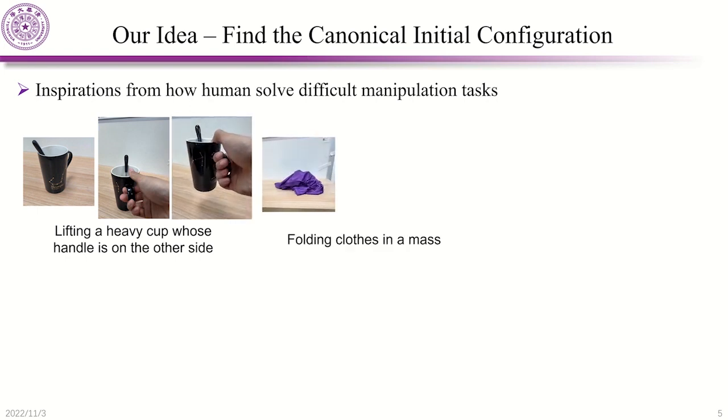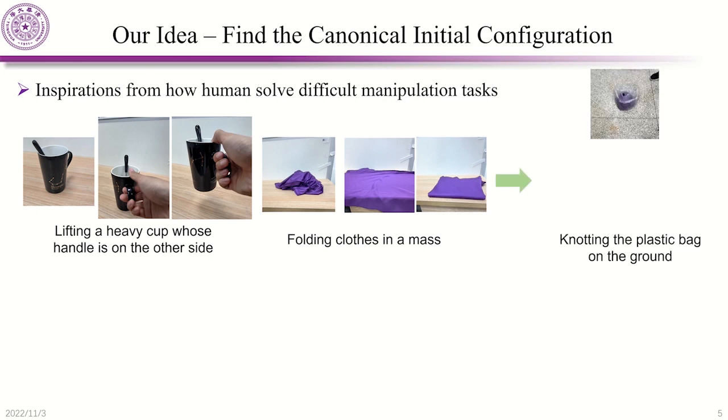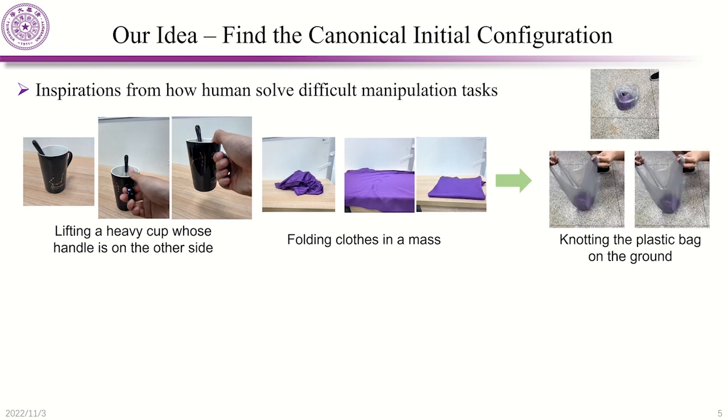Another example is folding clothes that are in a mess. We will first spread it out and then fold it. This example shows that to solve a complex problem, we should first transfer the initial state to a standard configuration and then accomplish it. Thus, for our plastic bag problem, we should first lift it up to a standard standing pose, then tie the knot.